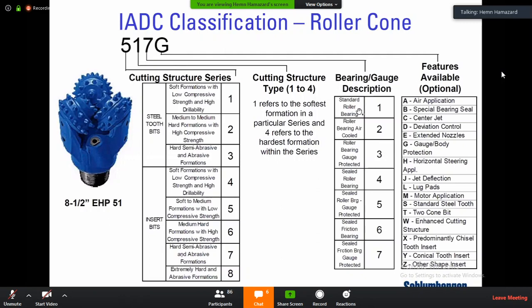It tells you whether that roller, this cone, is a standard roller bearing, or it has a roller bearing, air cooled, and so on. So these are the classifications for the roller cone bits. The last thing is a letter. The letter indicates the feature available. For example, in this example, G indicates the gauge body protection, or it can be extended nozzle, things like that, center jet.